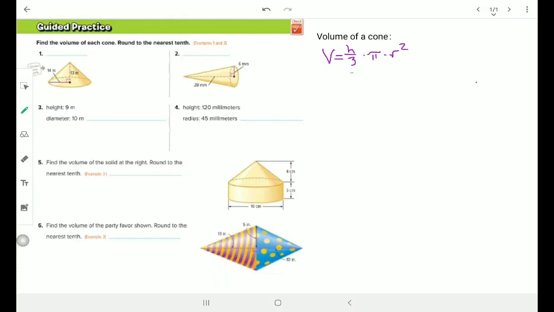We did volume with cylinders yesterday, and today we're going to do volumes with cones, and we are on Chapter 8, Lesson 2. Your assignment today was page 600, numbers 1 through 6, and page 601, 2 through 8 even.